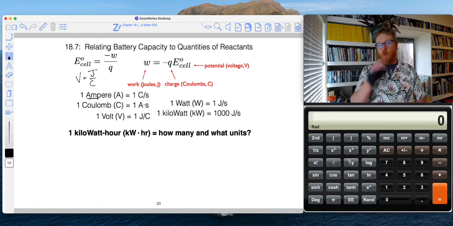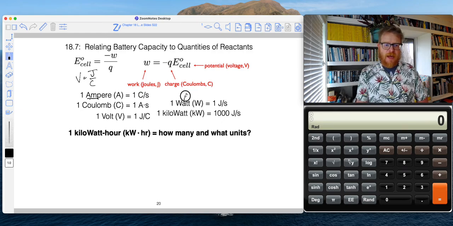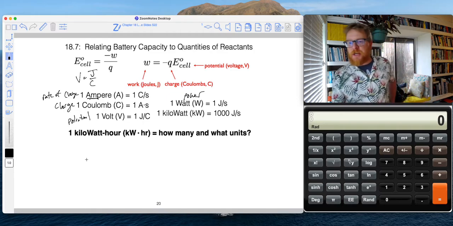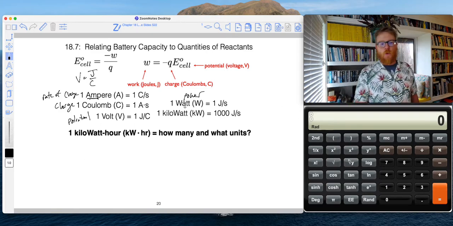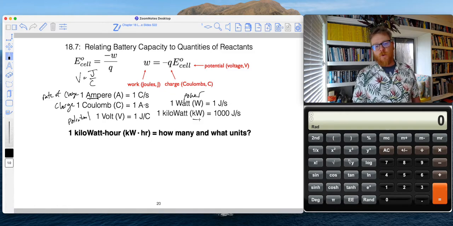We haven't talked about watts in this class, but you did briefly in Chem 109. A watt is a unit of power. So let's write all these down. Power, rate of charge. We know the coulomb is charge, and we call this voltage, or potential. It's your energy per charge. So we know the watt is power, which is 1 joule per second, and more commonly, like in our power bill, we see kilowatts, so 1,000 joules per second.